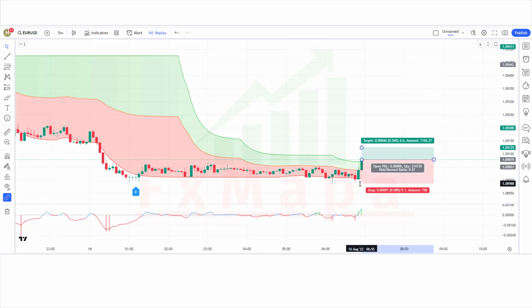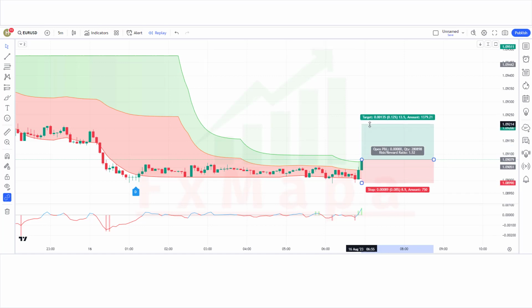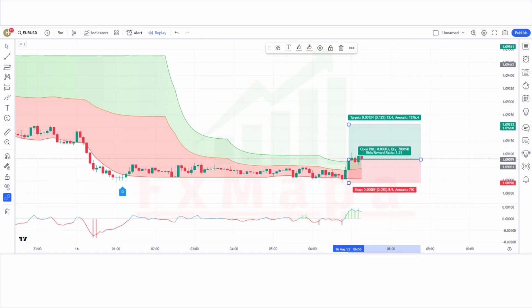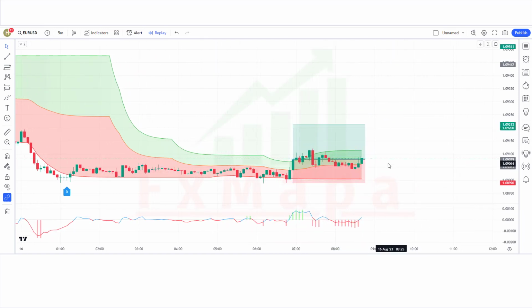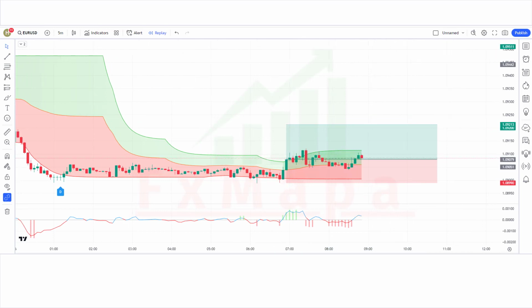We will place our stop loss on the low made by the market after the signal. And the risk to reward ratio will be 1:1.5. Let's see what happens to our trade. Our trade is running in profit.